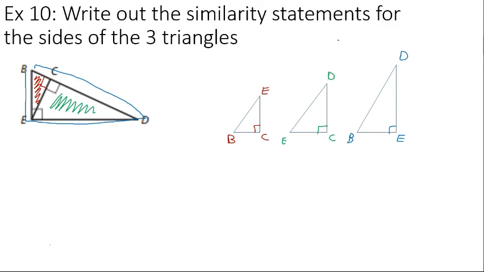So in writing the similarity statements, I'm going to say that side EB is similar to DE, similar to DB. Okay, so those are those three sides. So it's this side, and that side.